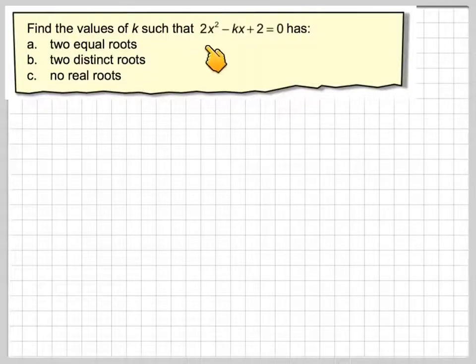Find the values of k such that 2x squared minus kx plus 2 is equal to 0 has a. 2 equal roots, b. 2 distinct roots, and c. no real roots.